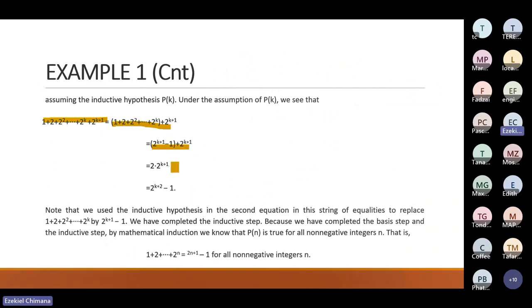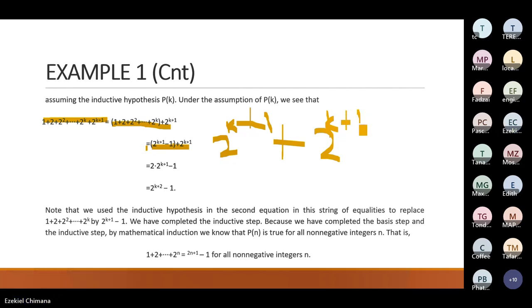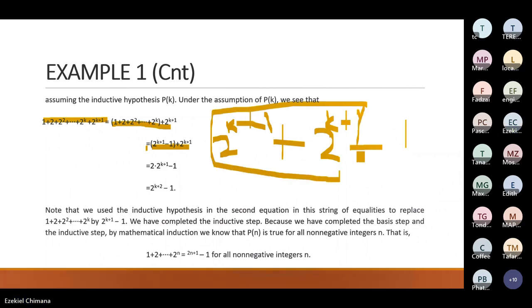You can simplify this one. Remember, here we are just adding. If you remove these brackets, you end up having 2 to the power K plus 1, plus 2 to the power K plus 1, and then minus 1. Remember, we are adding these two numbers.